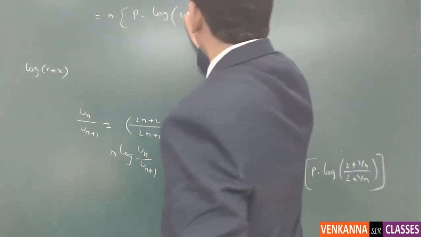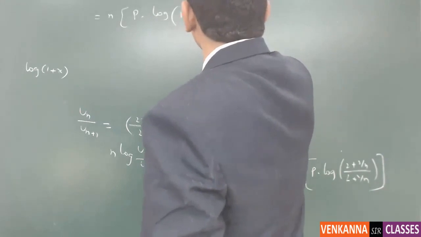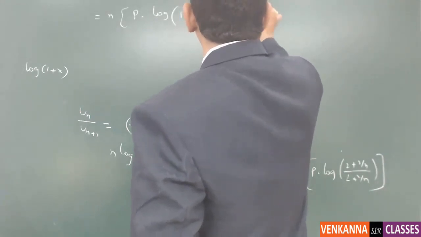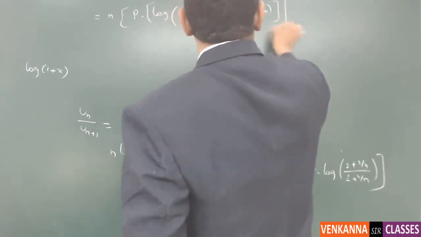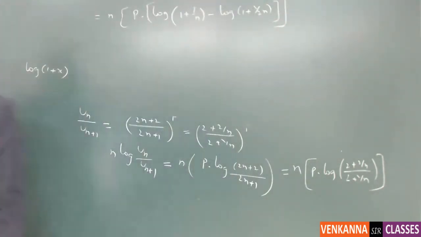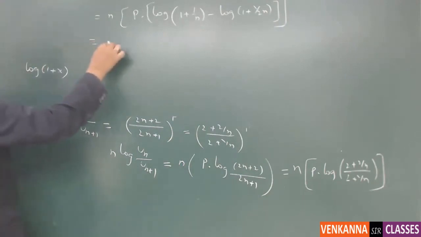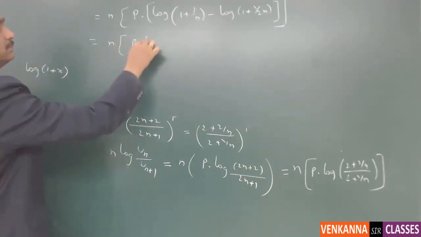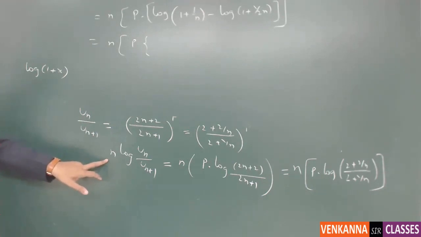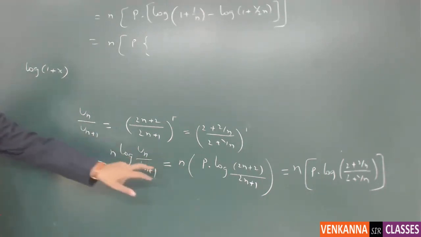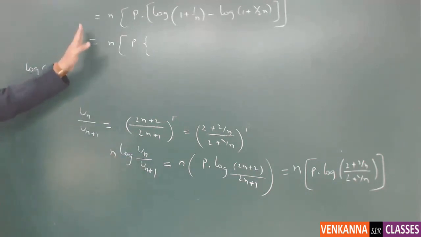So log of 1 plus 1 by n minus log of 1 plus 2 by n, 1 by 2n, you are going to get it as equal to n into p into, let us expand the terms there. If you are not interested in writing n every time, since n is not actively participating, you simply calculate only log of un by un plus 1. At the end, you can add the value n.